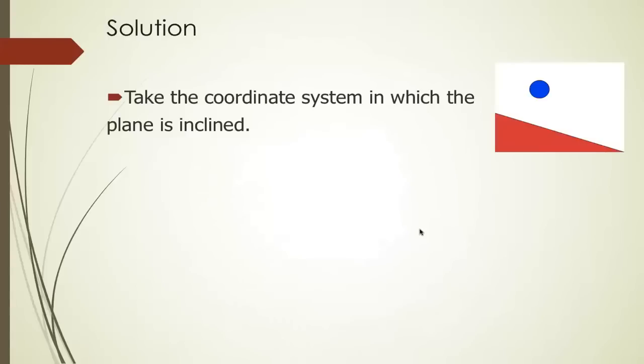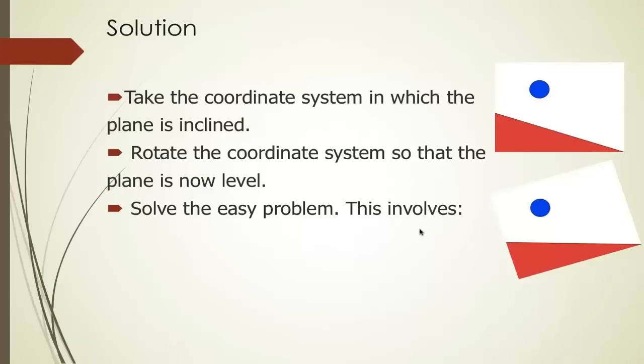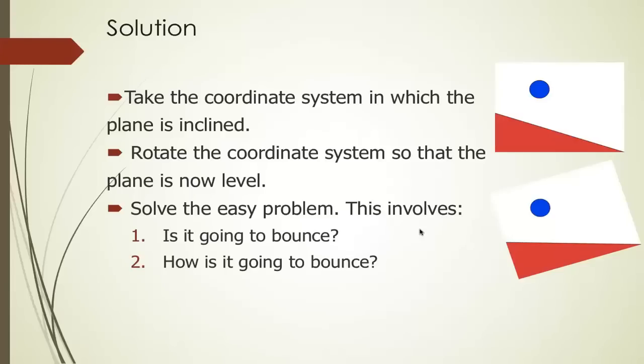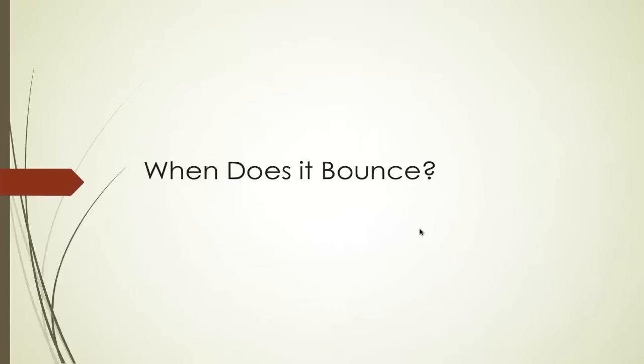So here it is, right? Once again, we want to solve this problem. Unfortunately, the coordinate system for this problem is inclined, so it's not easy. We're going to rotate the coordinate system so that the plane is now level. Now this is an easy problem. We solve this easy problem. This involves finding out when it's going to bounce and how it's going to bounce. Then we're going to rotate the answers that we found back to obtain the answer to the original problem. So this is a really nice solution. It's a nice geometrical solution.